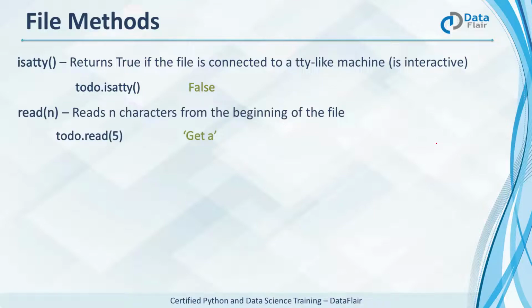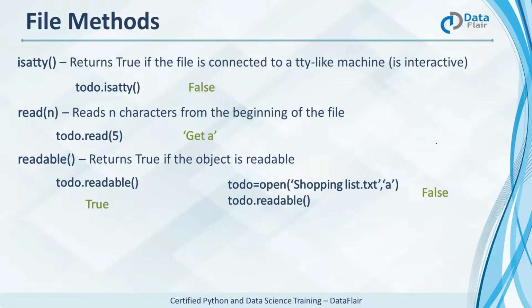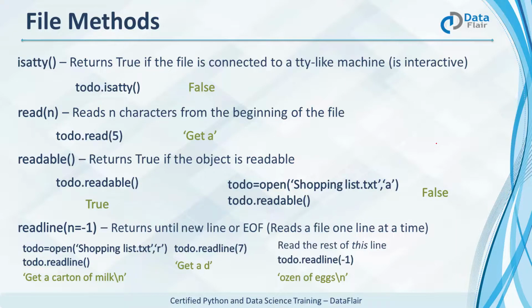Read of n reads n characters from a file's beginning. Readable tells us whether a file object is readable. If we open it in append mode, it isn't readable. Readline reads until it reaches a new line or the end of file. It reads one line at a time. We can tell it how many characters to read, and an argument of -1 means it should read the rest of whichever line it's been reading right now.